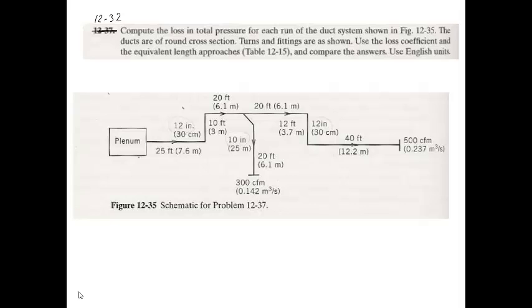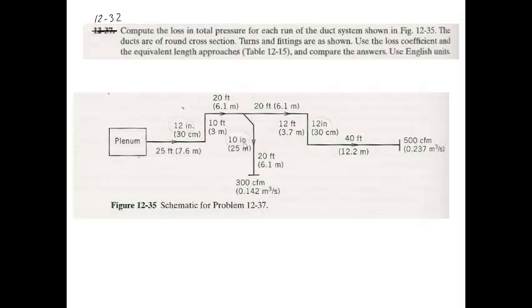It says compute the loss in total pressure for each run of the duct system shown in the figure below. The ducts are of round cross section. Turns and fittings are shown. Use the loss coefficient and the equivalent length approach. So we're going to do both. I'm just going to start with the equivalent length method, and then I'll go ahead and explain the loss coefficient method, and we'll do it that way.